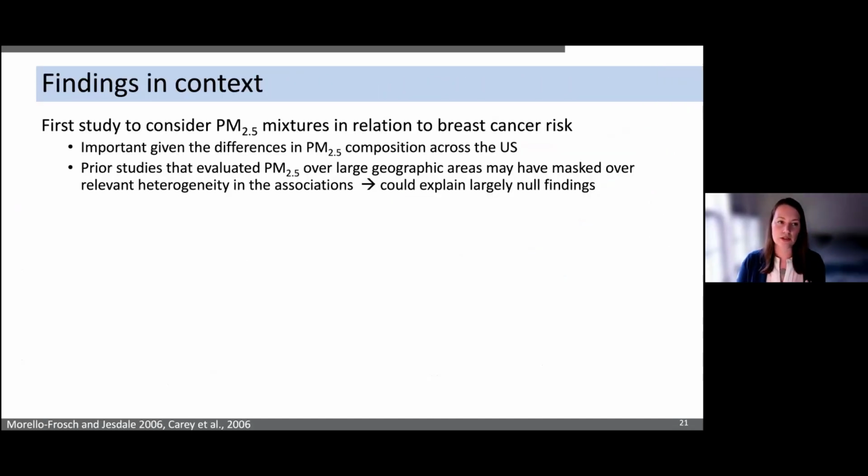So this was the first study to consider how PM2.5 mixtures may impact the association between PM2.5 and breast cancer risk. And I think this study was really important given the fact that PM2.5 composition is so heterogeneous across the US. And it makes sense that previous studies that have just estimated associations with total PM2.5 mass, particularly over large geographic areas, may have masked this relevant heterogeneity in associations and could explain the largely null findings that have been observed in the literature with breast cancer.